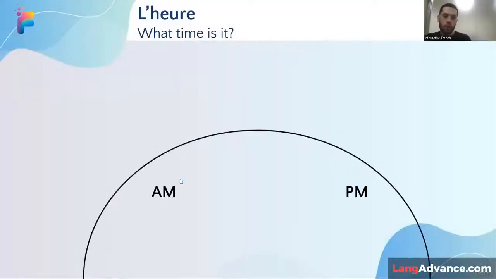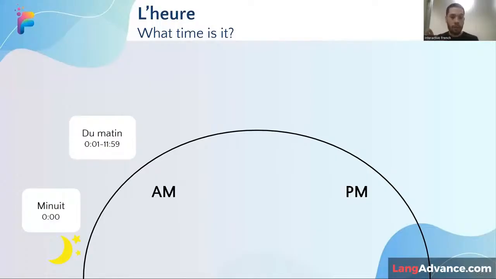Now, moving on to AM and PM. We don't really say AM, PM in French. We would say in the morning, in the afternoon, in the evening. So let's jump into that. First, if you want to say midnight, you're going to say minuit. So minuit is midnight. Note that if you say minuit, you don't follow up with heure.